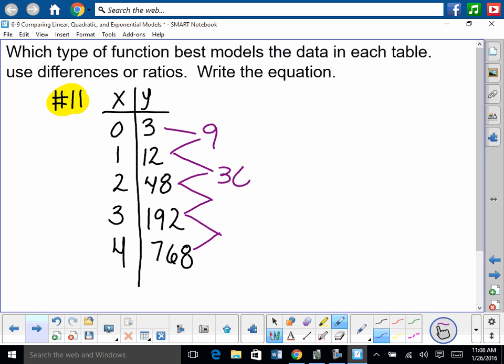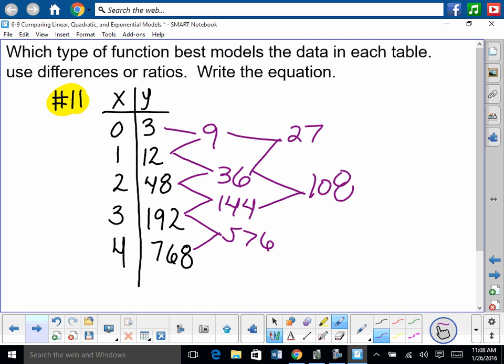So we definitely know it's not linear, right? Already, right? But let's keep going. 192 minus 48 is 144. Okay, and then 768 minus 192 is 576. Okay, it's not linear. Let's see if it's quadratic. So we have 36 minus 9. 144 minus 36. 108. Okay, so we know it's not quadratic, right?